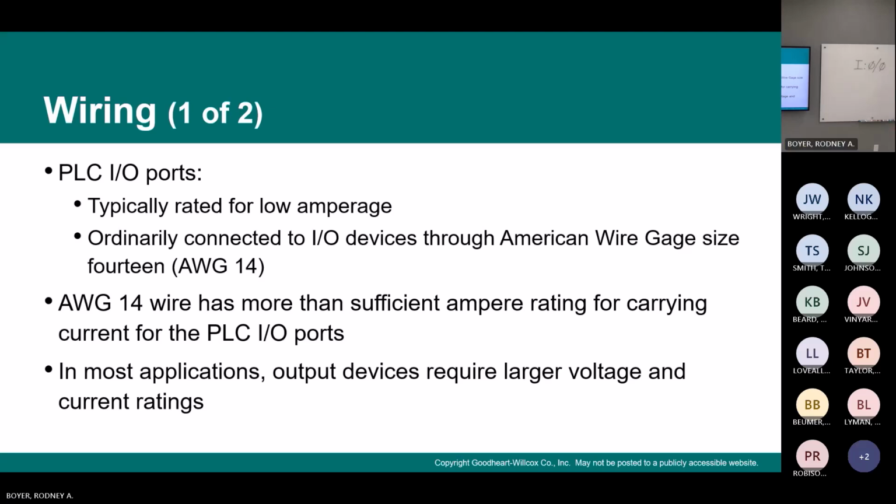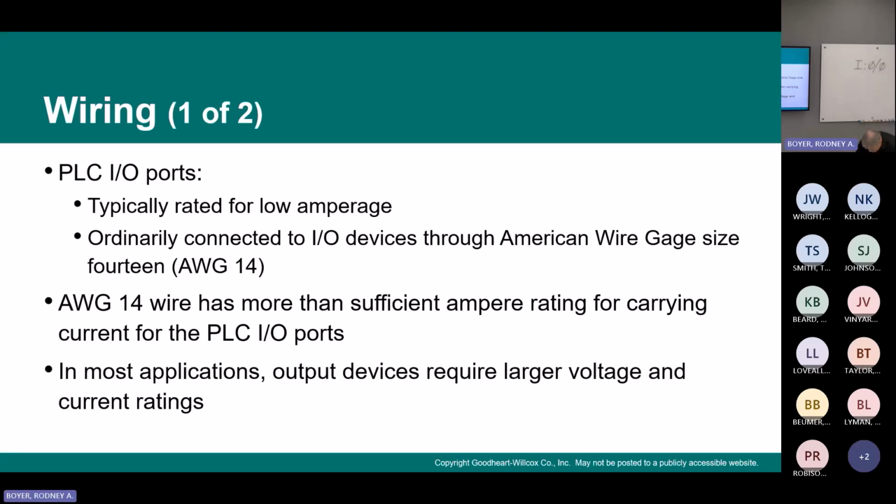Wiring. I/O ports are typically rated for low amperage. Ordinarily connected to I/O devices through American Wire Gauge, or AWG, size 14. An AWG 14 gauge wire is capable of carrying way more current than the module is capable of carrying. So don't use the wire as a fuse.